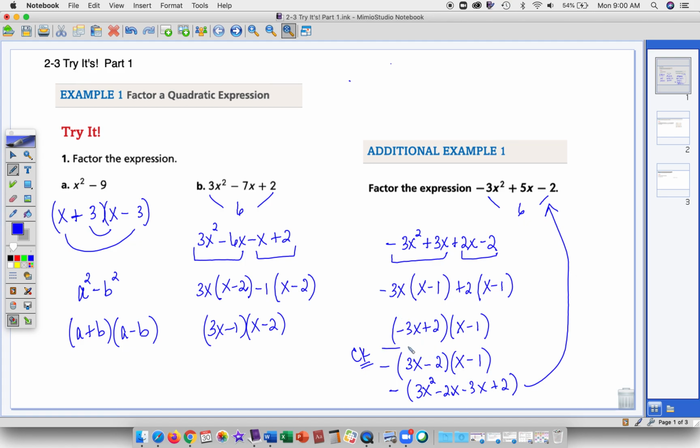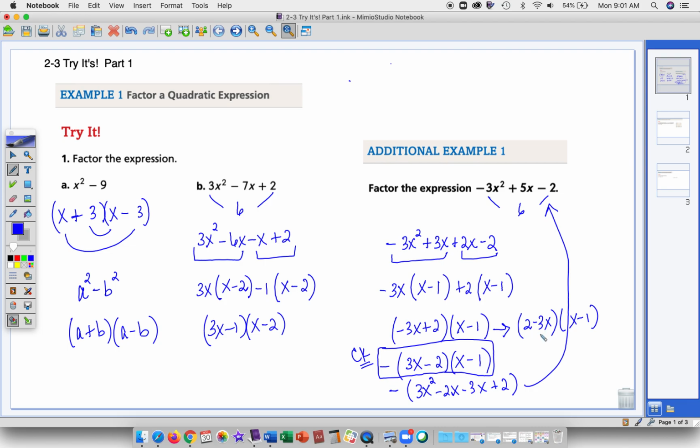So this is probably the best way to leave your answer, and that's probably what you'd see in an answer key or in the back of the book if you're checking your solutions. Another option, just so you know, would be to rearrange these two terms. So you might see it written as 2 minus 3x, and then times x minus 1.